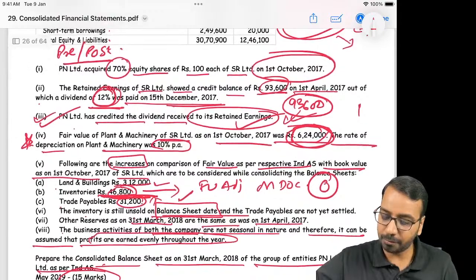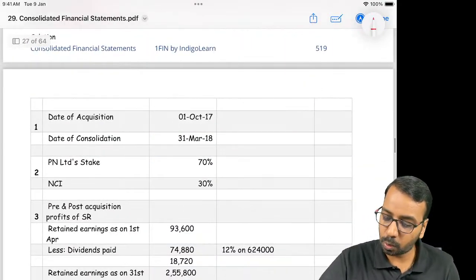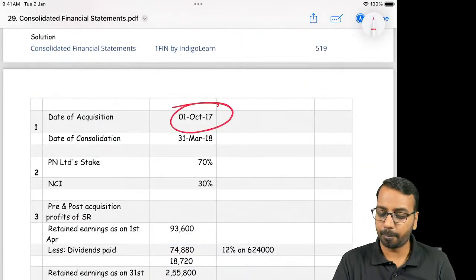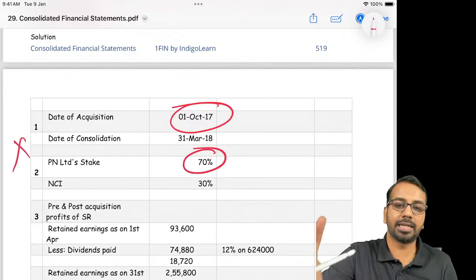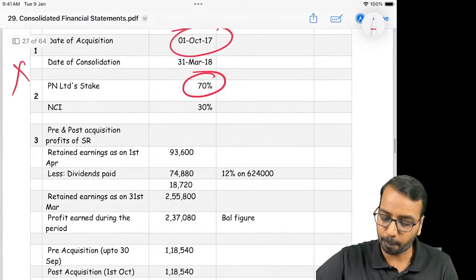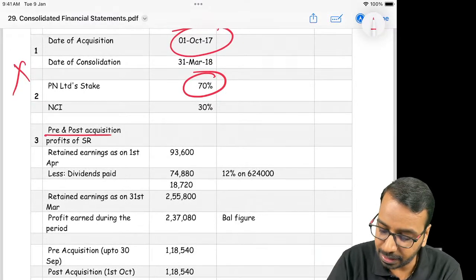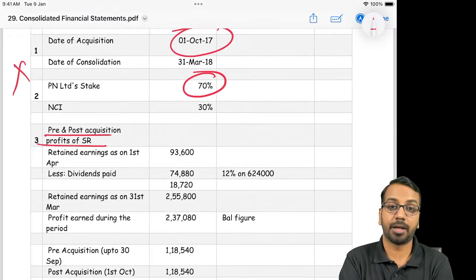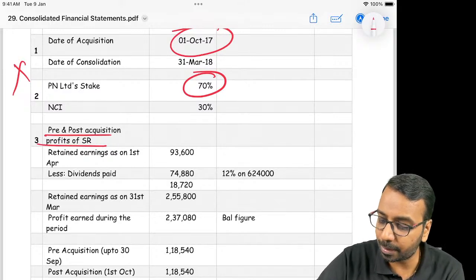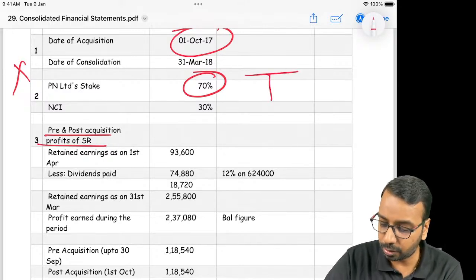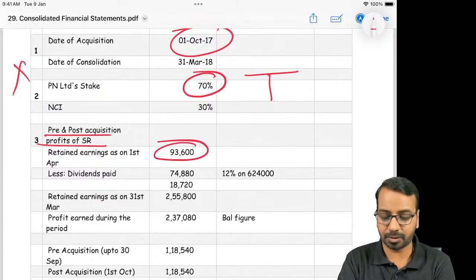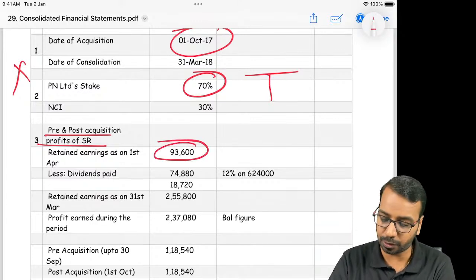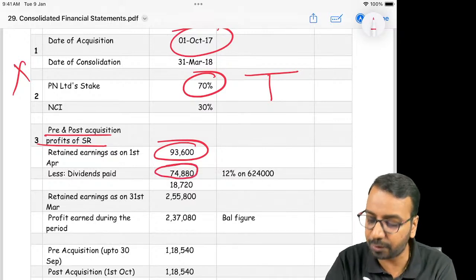Now here, first is the date of acquisition: 1st of October. What is our stake? 70%. This is there in the question. Even if you don't write it in the examination, you will not lose marks. Now, the most important thing is the pre and post acquisition profits of SR. How to calculate? One way is to prepare a ledger, or you can do an adjustment like this. On 1st of April, 93,600 is the retained earnings, that is what they have given in the question. Then the dividend we calculated is 74,880.